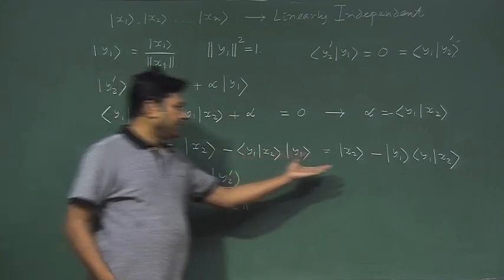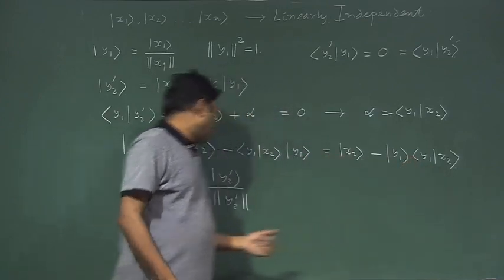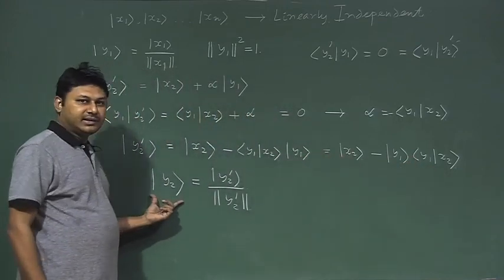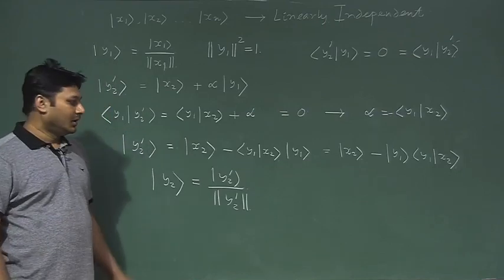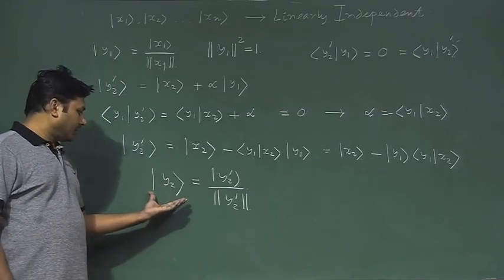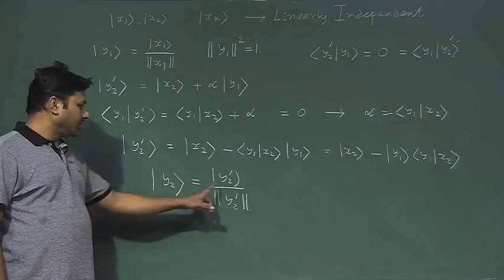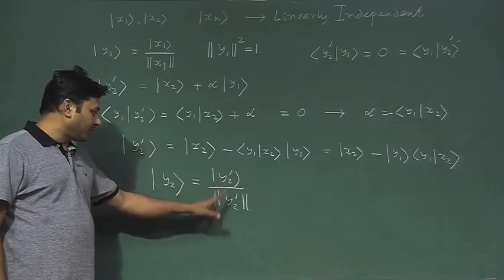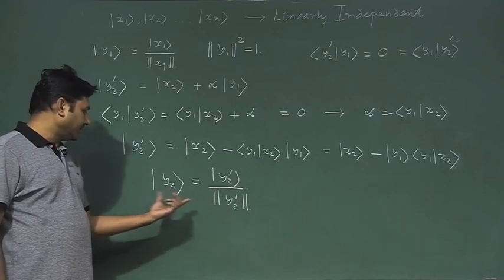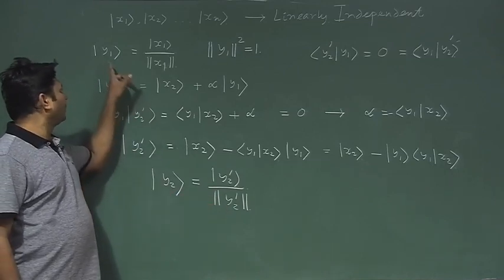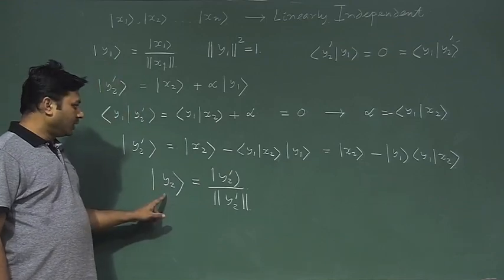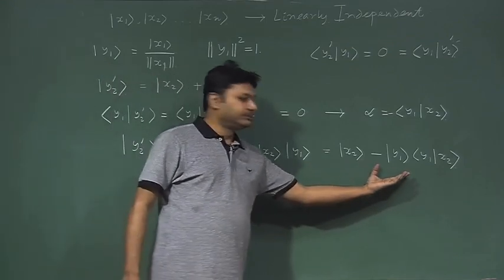So if I divide this vector by its norm, I will get another vector in the same direction, but this vector will now have unit length. So I will form y2, and this y2 is y2 prime divided by the norm of that. So, that means y2 is my unit vector. So, I can form y1, I can form y2, and my y2 is of this form.